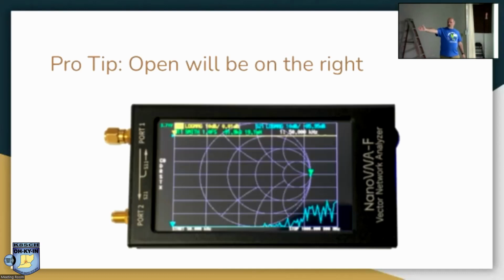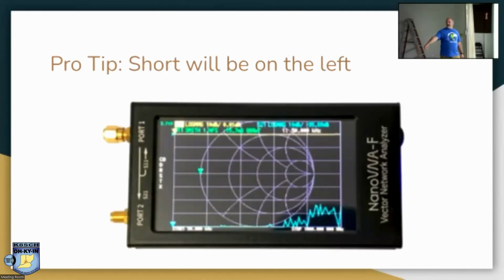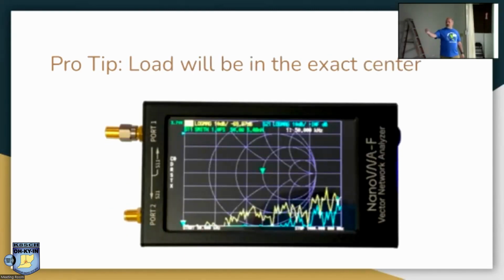So again, the open will be on the right. This is from your general, I think. Did they talk about Smith charts in general, or is it extra? Yeah, so you'll see your open will be on the right. Your short will be on the left. And then your load will be in the exact center. So that means you know that you're good to go.